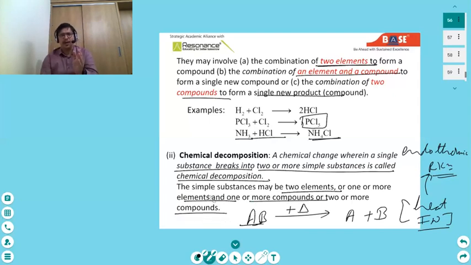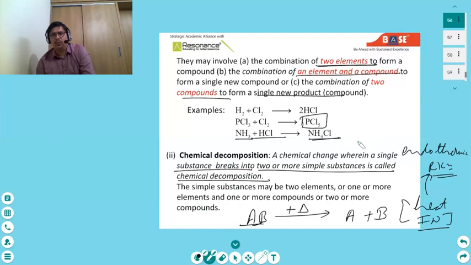In simple statement, after breaking, either you will get two elements, or one element and one compound, or both compounds. So generally we see the majority of the time one element will be produced. It is the opposite of your chemical combination reaction, so you can understand accordingly.